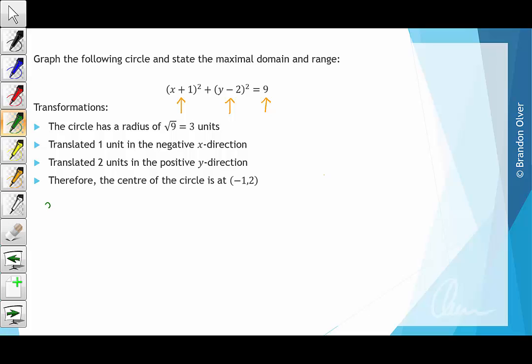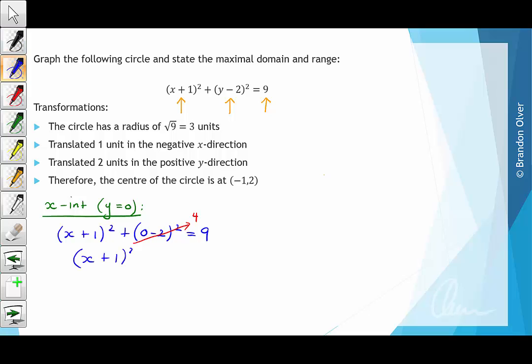So what we need to do now is find any axial intercepts for the graph. If we start off by finding the x-intercepts, which occur when y is equal to 0, we find that x plus 1 all squared plus 0 minus 2 all squared equals 9. Now minus 2 squared gives positive 4. So we can write this as x plus 1 all squared plus 4 equals 9.